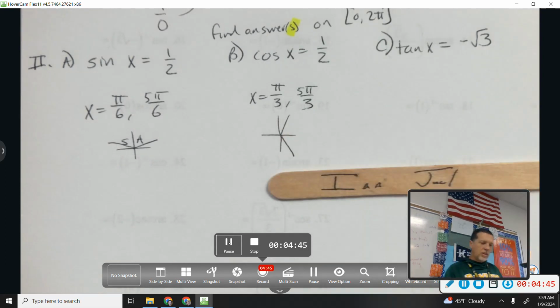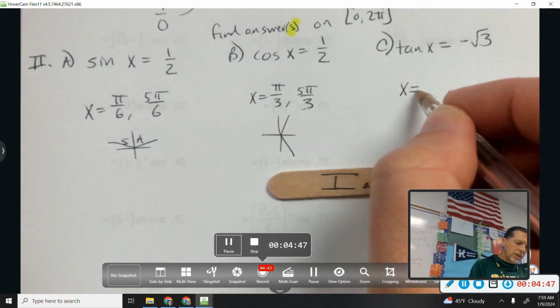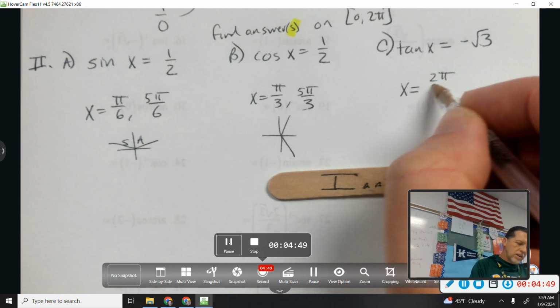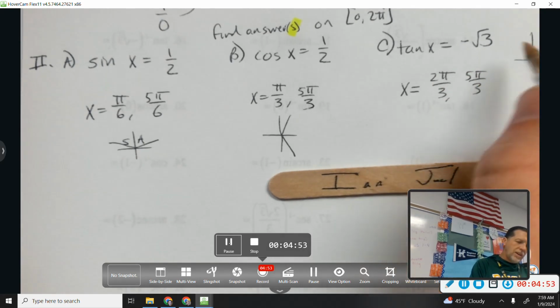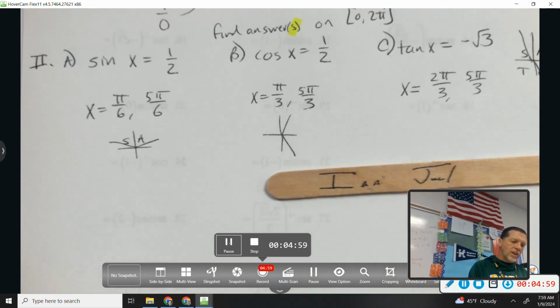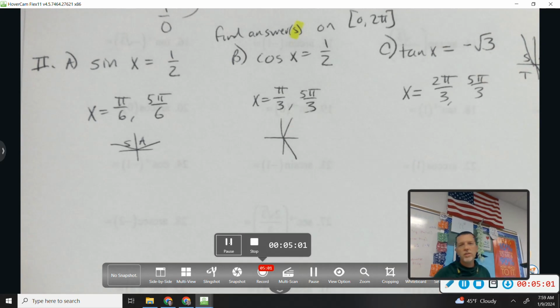Ian, where's the tangent equal to negative root 3? 2 pi over 3 and 5 pi over 3. So definitely in the second and fourth. And it's got to be over 3, so over 3 in the second and fourth. So yes, 2 pi over 3 and 5 pi over 3. Okay. All of that's still old news.